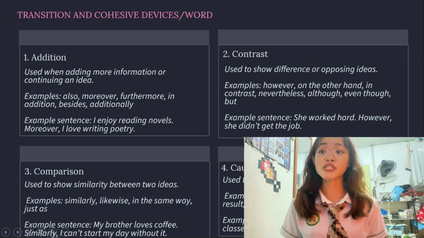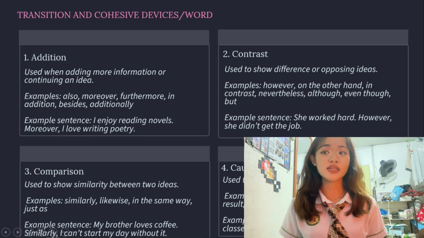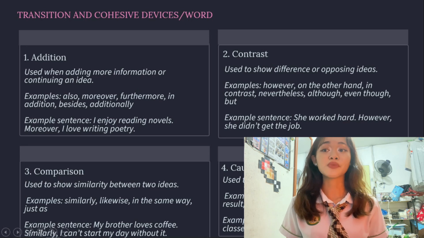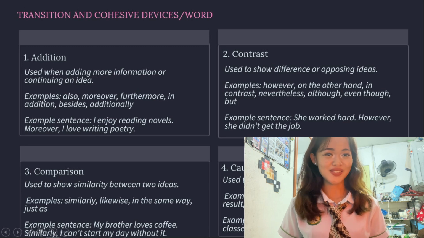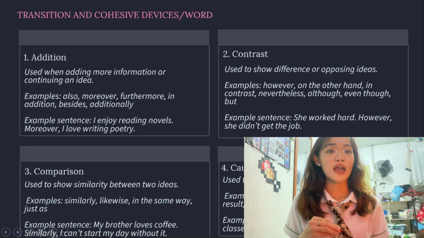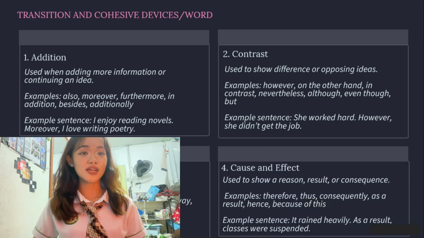And then third, we have comparison. It is used to show similarity. As what I've mentioned earlier, comparison is used to show what two things have in common between two ideas. Examples include similarly, likewise, in the same way, and just as. For example, my brother loves coffee. Similarly, I can't start my day without it. So she is basically comparing how this person and her brother are the same about the love they have for caffeine.